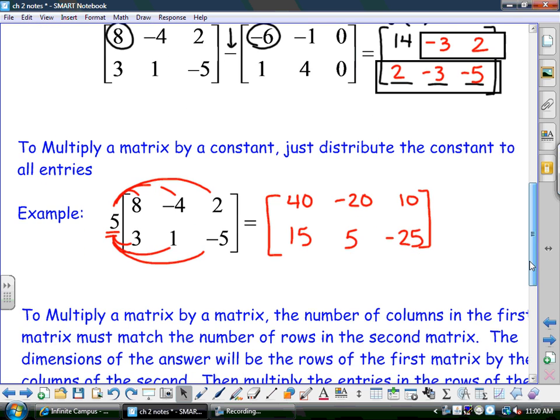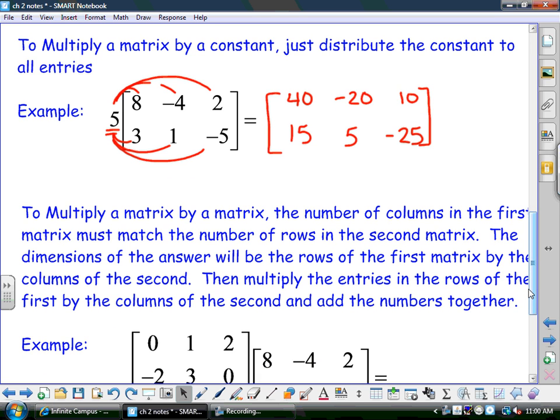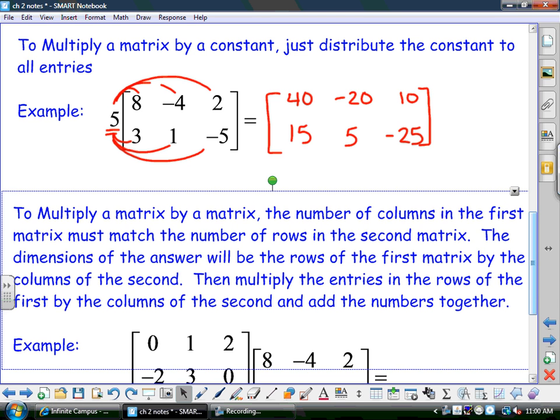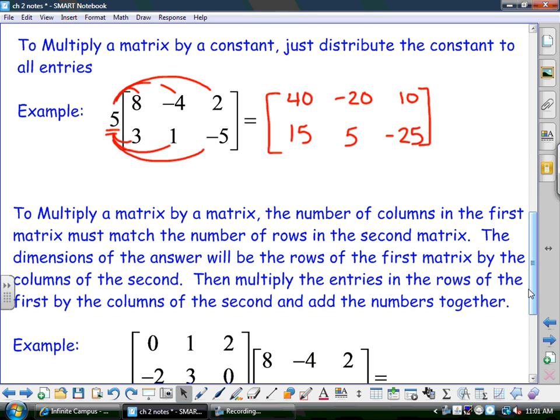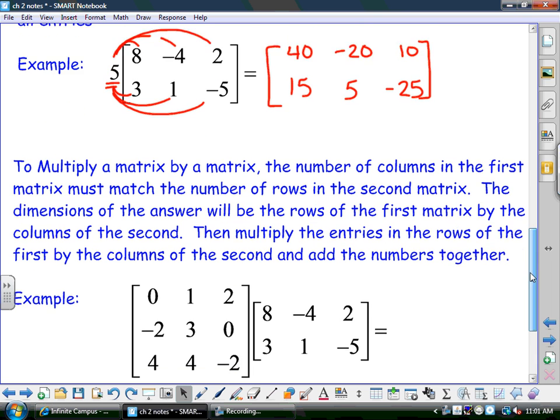Multiplying two matrices is a little bit more difficult. First of all, the matrices are not going to be the same size necessarily when you multiply them. The number of columns in the first matrix must match the number of rows in the second matrix. The dimensions of the answer will be the rows of the first by the columns of the second. Let's stop there and talk about that part.